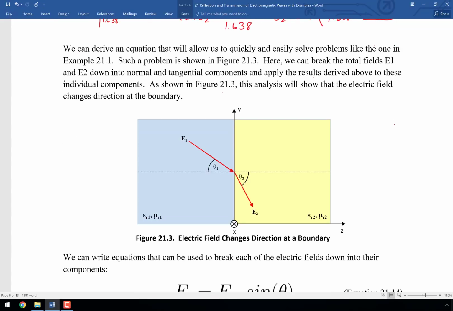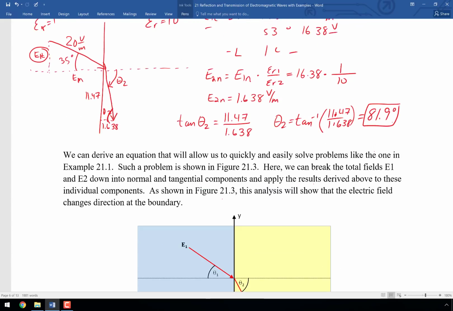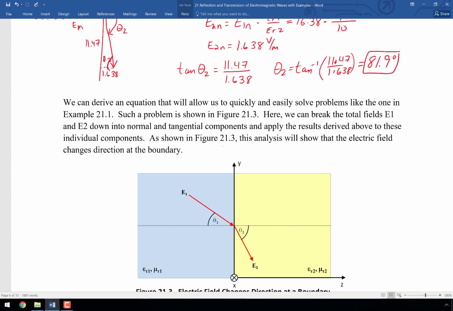Okay, now that analysis, totally reasonable, not that hard, but we can do some upfront work that's going to make that analysis practically trivial. So you can see here in figure 21.3 is a more professional version of the figure that I drew up here in the previous example.